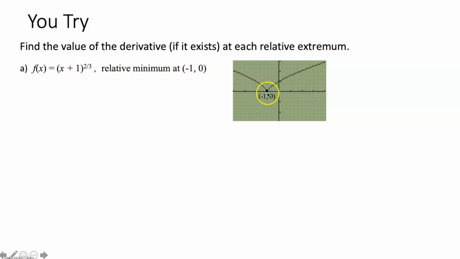Yep, that's where our minimum occurs. So we see in our graph, we do have a cusp at x is equal to -1. So we need to show then in our derivative that the derivative of this function does not exist because it's a cusp. So let's do this.